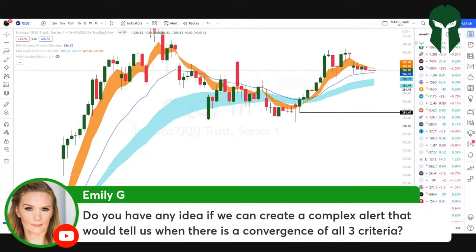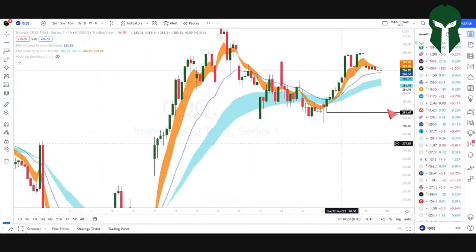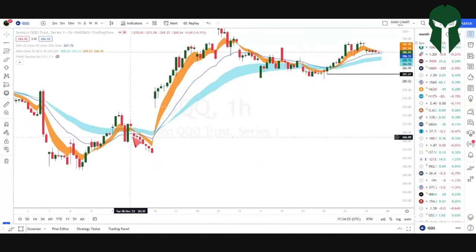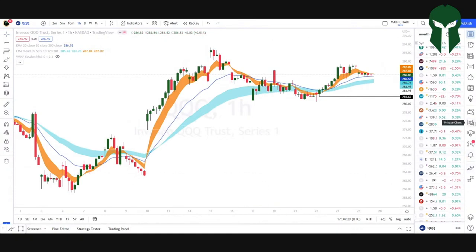Do you have any idea how we can get a complex alert that would alert us? I'm working on it. So Emily's question, do you know how to make an alert where it shows all three? I would like to do something like that where it can just tell you automatically, like buy, sell, buy. There's a way to do it, Emily. I have to input a lot of other data. I saw somebody do it with DeMark indicators. So I know that I can do it. I just have to spend the time on it.